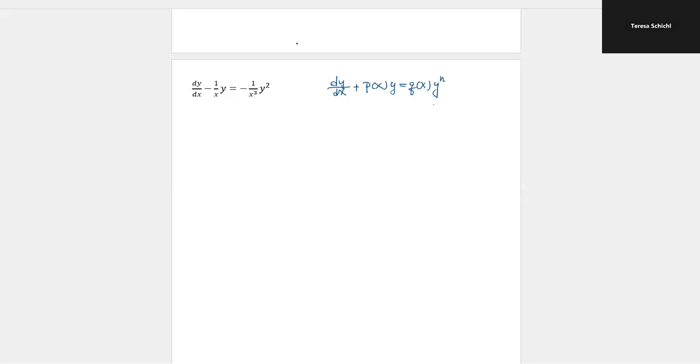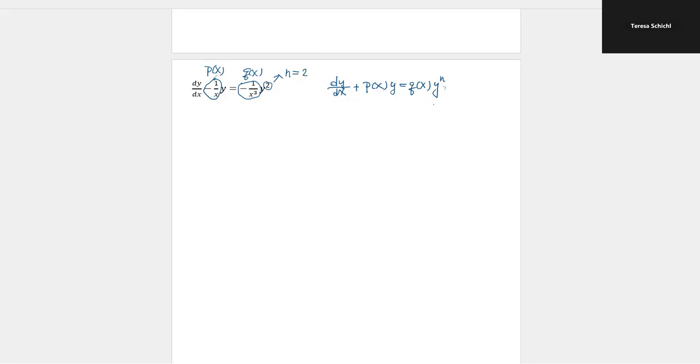So let's take a look at our problem here. This is the dy over dx. The p of x here, this is my p of x. And then the q of x is here, so this is my q of x. Also, by reference to the Bernoulli equation, my n here is what? N is 2 here.